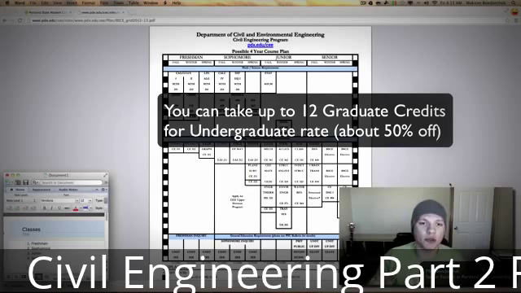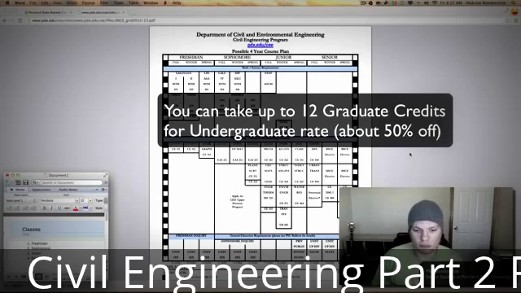You can take up to 12 credits of graduate classes at the undergraduate rate, meaning that usually graduate rate classes is 5,000 per 12 credits, and undergraduate is 2,500 for 12 credits. Well, you can take 12 credits of those graduate classes as an undergrad still for 2,500. So I definitely take advantage of that. Even if you have to push on to 5th year, you'll save some money.